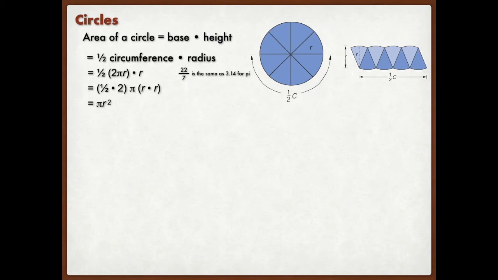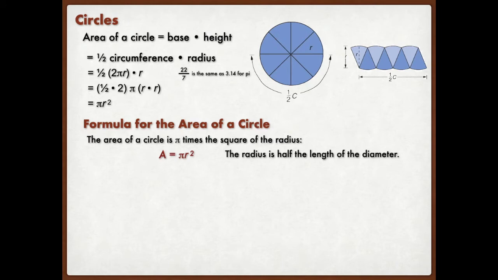Now remember, pi is 3.14 when it's simplified. It does go on forever. But 3.14 is also written in a fraction, and that can be written as 22 over 7. So remember, the radius is half of the diameter, and pi is 3.14, or can also be written in fraction form as 22 over 7. So the basic formula for the area of a circle is going to be pi times radius squared.